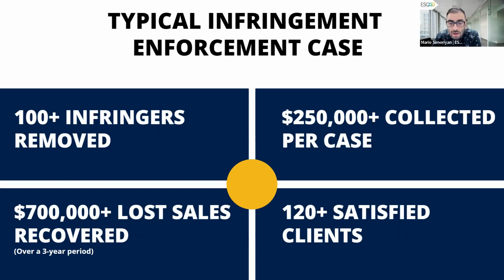Here, we're looking for widespread infringement. We're not looking for clients that have 1 or 2 infringers, right? We're looking at a couple dozen. Ideally, we're looking at 100+ infringers on all marketplaces, right? So you may have 10 on Amazon, 10 on Walmart, and 80 on eBay, right? But we're looking for ideally 100+ infringers. On average, you're looking at collecting $250K, right, per case. So per infringement case, we're looking at $250,000.